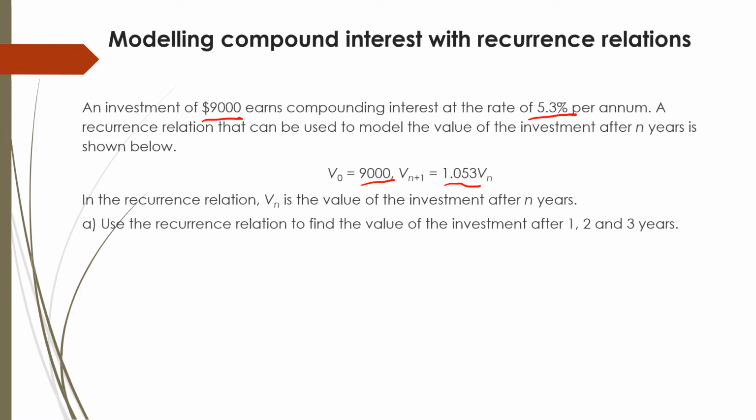So part A, use the recurrence relation to find the value of the investment after 1, 2, and 3 years. All right, so because we're using V to represent this recursion relation, what we're going to be doing is V1 for year 1, we're going to be calculating V2 for year 2, and we're going to be calculating V3 for year 3. Now, we need to follow the structure of this recurrence relation. This is saying 1.053 times the previous term to calculate the next. So V1 will be calculated by 1.053 times the previous term, which is the initial of 9,000.